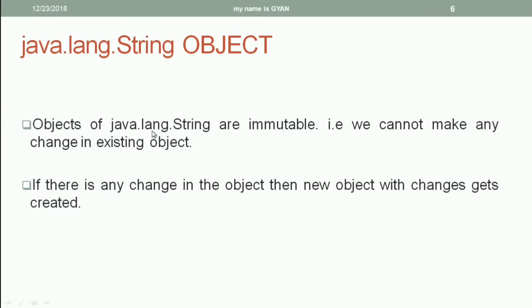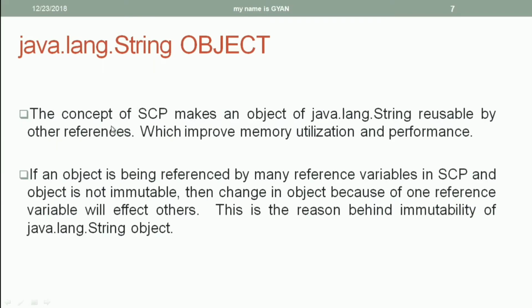Objects of java.lang.String are immutable. That is, we cannot make any change in an existing object. If there is any change in the object, then a new object with changes gets created. The concept of SCP makes an object of java.lang.String reusable by other references, which improves memory utilization and performance. We already know the concept of SCP from the previous videos of this session.